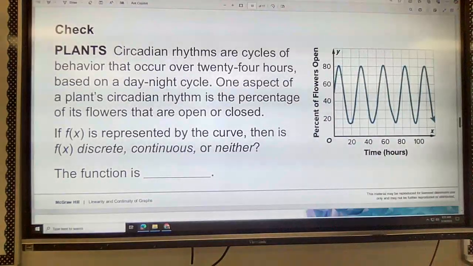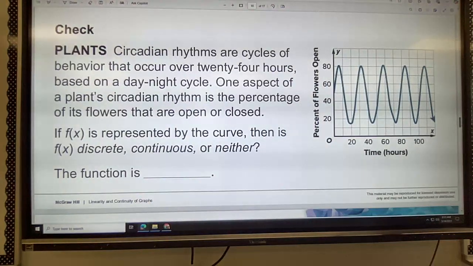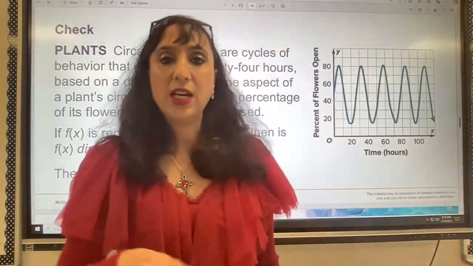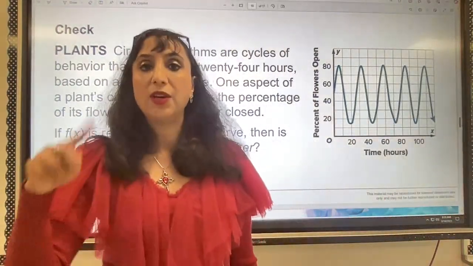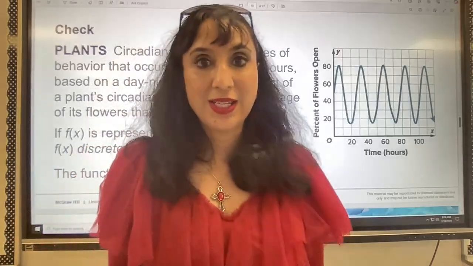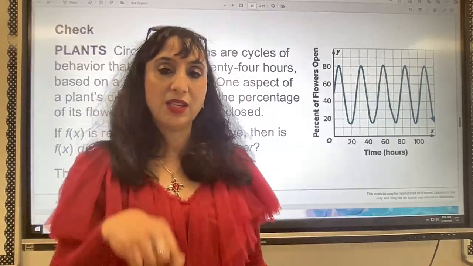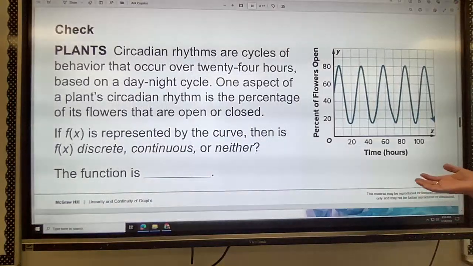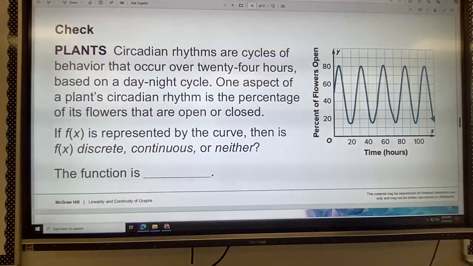So, let's look at this. These are all connected with a curve. Okay, and where does that happen? It happens in a continuous function. So it has the curve going in a rhythmic manner over here. So it's represented by the curve. And so this function is a continuous function.